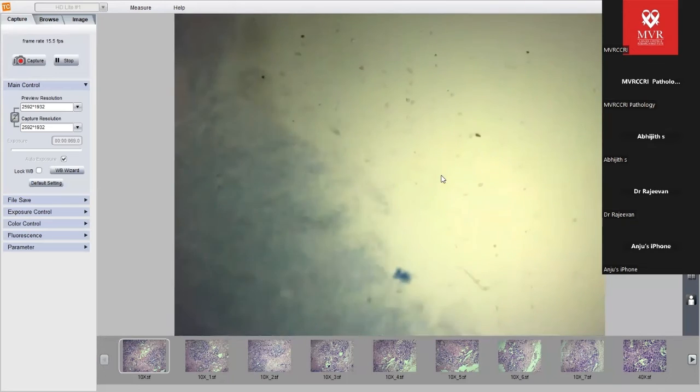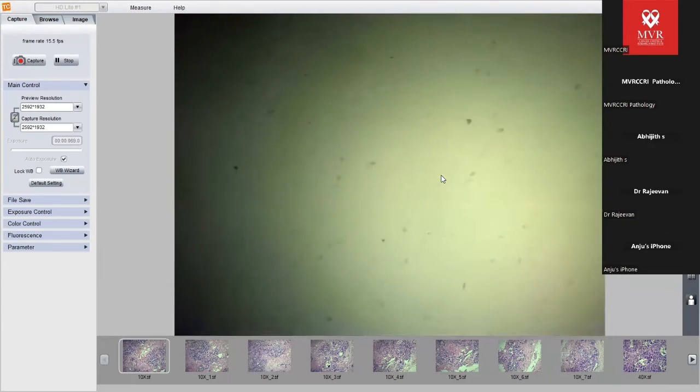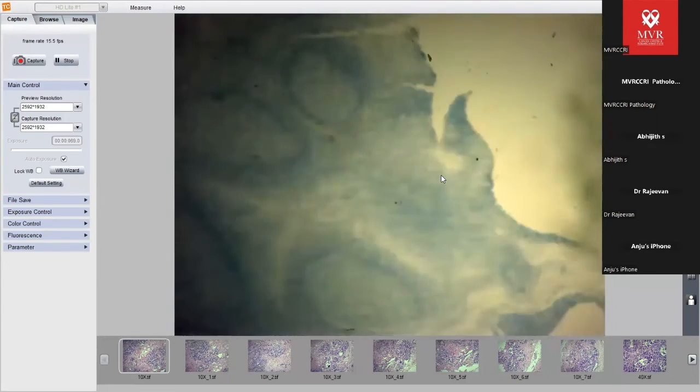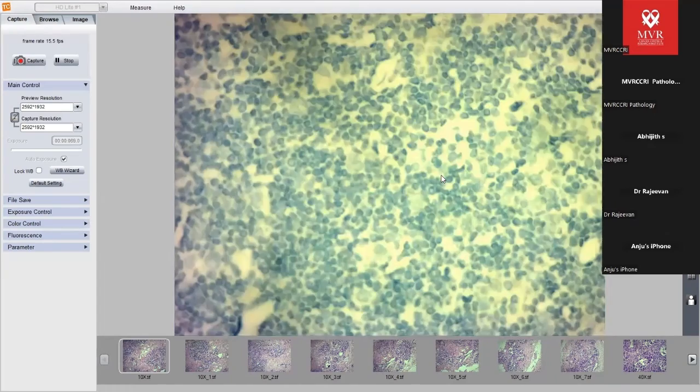CD30. NLPHL is usually CD30 negative. It can have CD30 positivity also. Yes, this is CD30 negative.